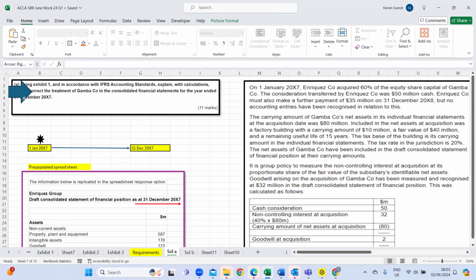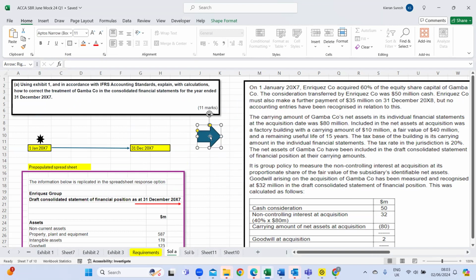And then, how to correct the treatment of Gamba company in the consolidated financial statements for the year ended 31st December 2017, right? For the year ended 31st December 2017. It is about Gamba company, but we still don't know what's going on with it. Let's read this and get on.